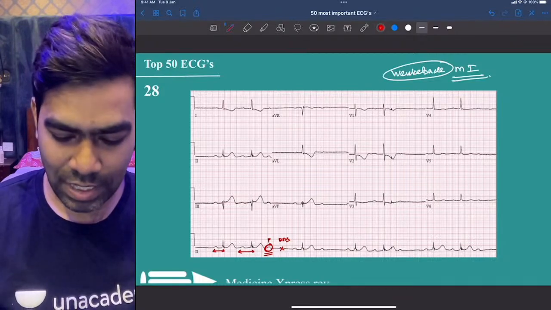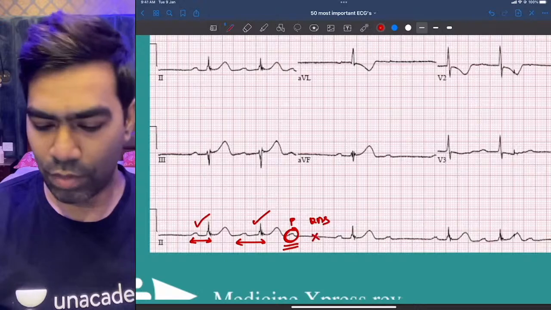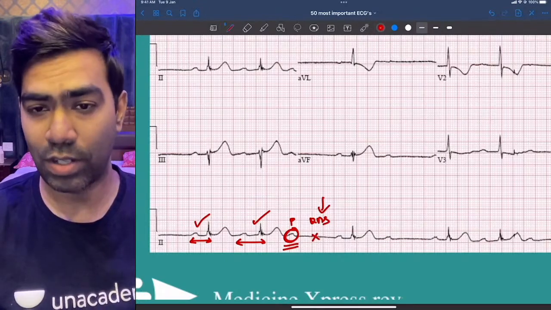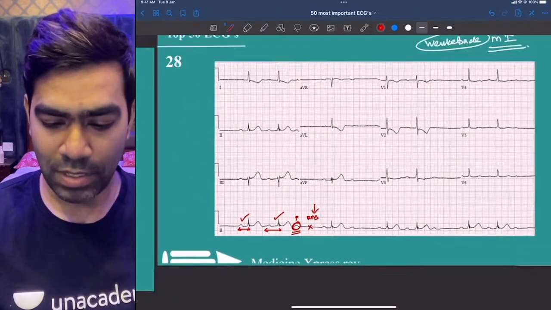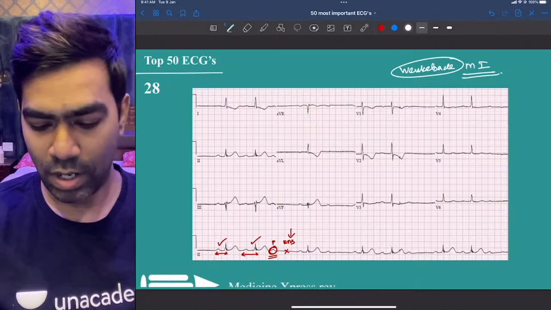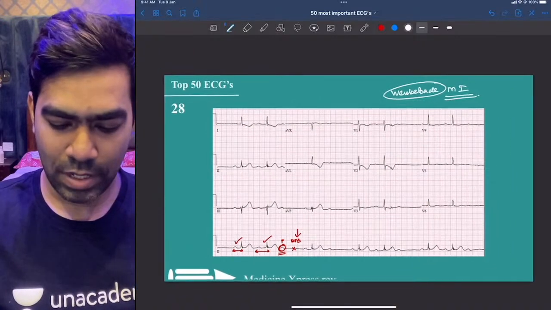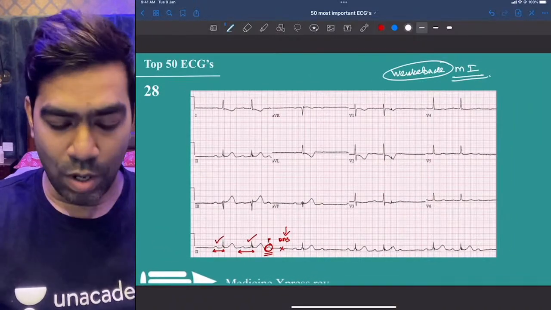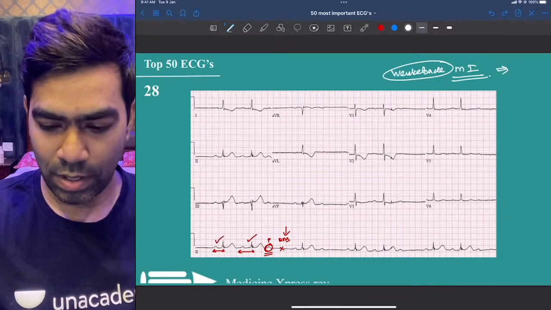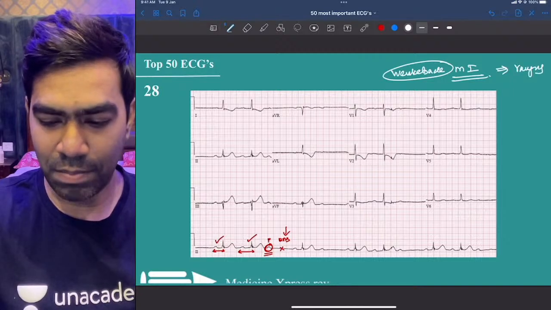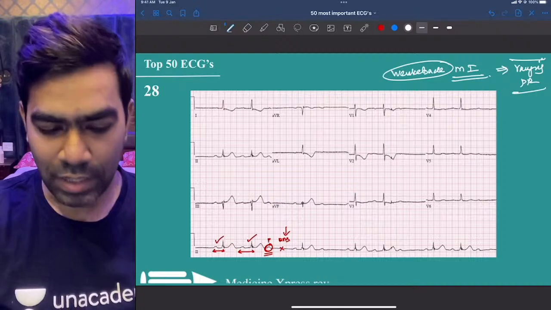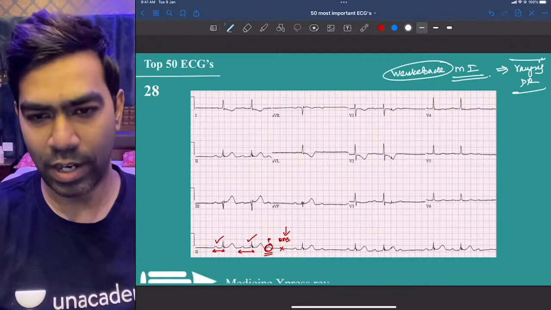So here you have a sequential prolonging of the PR interval, then followed by one missed beat. In the sense, P wave is there, but QRS complexes are not there. So this is very much suggestive of a Wenckebach, or we can call it a Mobitz type 1 block. One more important thing about Mobitz type 1 block is the varying PR interval. This varying PR interval is one of the quintessential features of diagnosing Mobitz 1. Without this varying PR interval, you will not be able to diagnose a Mobitz 1.